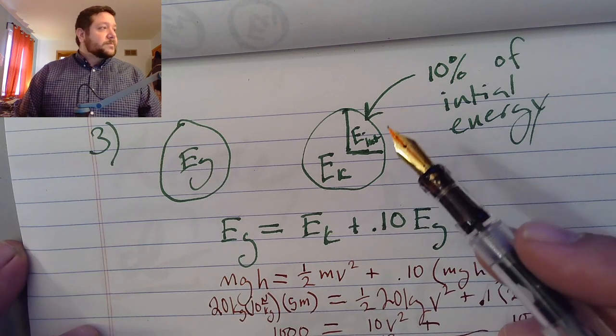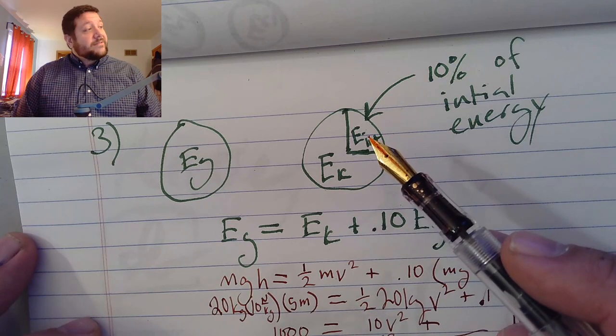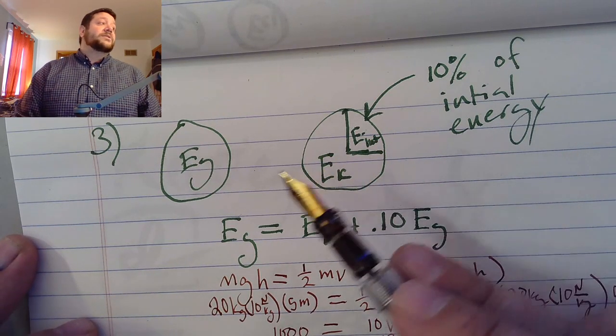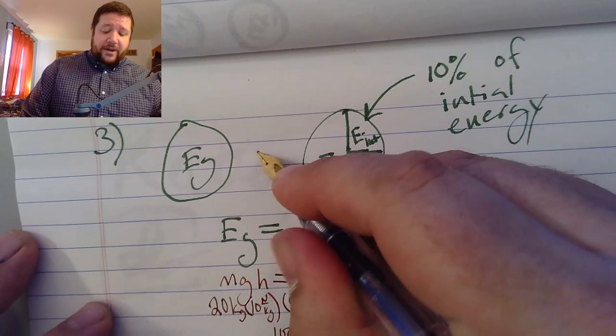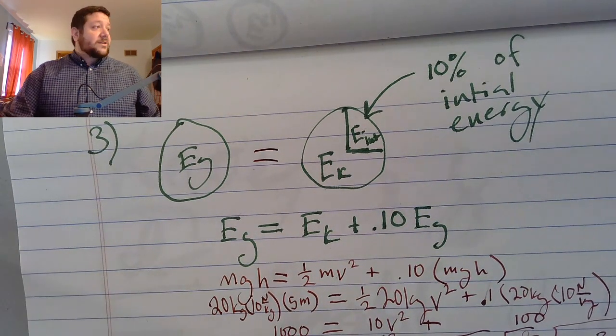It's Monday, folks. Ek plus how much internal energy we have is going to equal how much energy we have at the beginning. The key takeaway is that these two are equal to each other. So what does that look like in an equation?